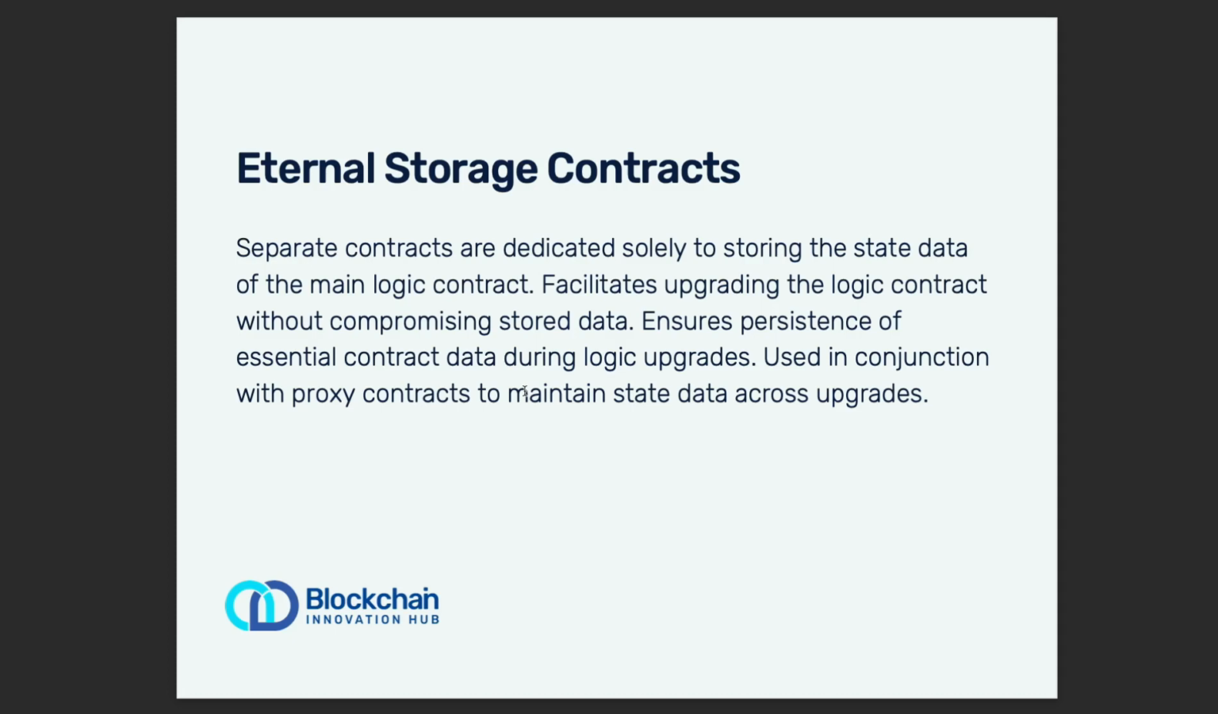Now, this also facilitates upgrading the logic contract without compromising stored data. The main thing is we know the data is immutable, right? So, in a scenario where you would want to upgrade your contract, how do you do this? You create a separate contract, which is the storage contract. That contract is going to be used to store data. And then you have your logic contract. Your logic contract, you can always make an update to it, you can upgrade it, you can do whatever to it. But at the same time, your data won't be lost.